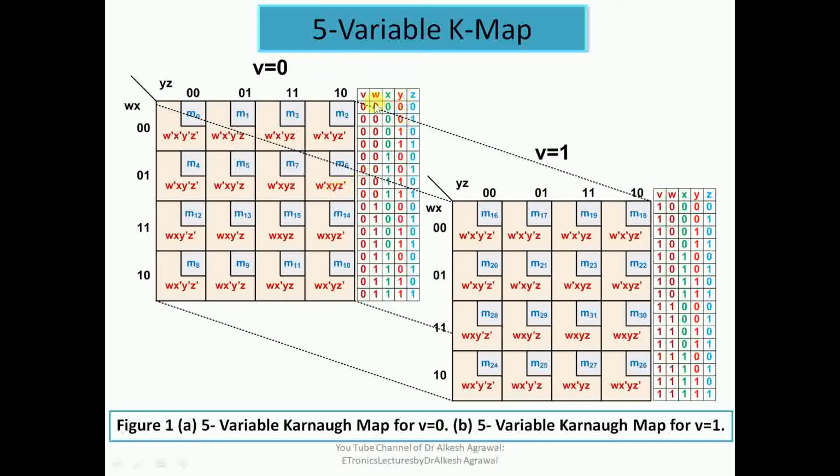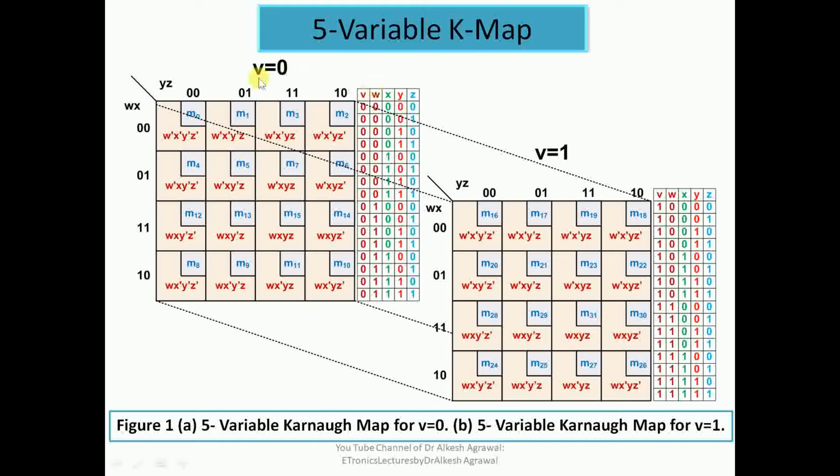If we see, the first min term is m0, and the last min term, 0, 1, 1, 1, 1, is m15. So in this map we have min terms m0 to m15. Now in this map, the first min term is m16, because the first combination is 1, 0, 0, 0, 0, which depicts decimal equivalent 16. The last min term, for this combination of all ones, is 31. So the last min term is m31.